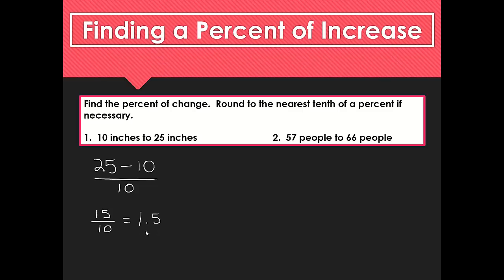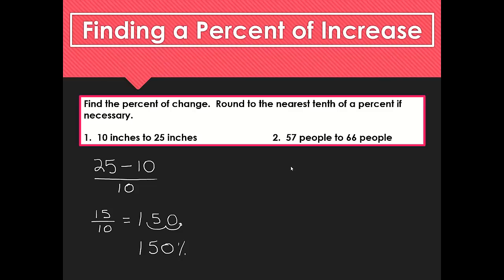We now need to convert this to a percent. In order to convert a decimal to a percent, we move our decimal 2 places to the right. 1, 2, and then we place a 0 after the 5, and we get 150%. For number 2, we have 57 people to 66 people. Once again, you can see that we're increasing from 57 to 66.